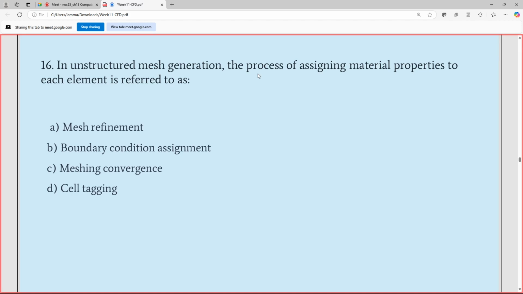In unstructured mesh generation, the process of assigning material properties to each element is referred to as. Options are: option A, mesh refinement. Option B, boundary condition assignment. Option C, meshing convergence. Option D, cell tagging. So in unstructured mesh generation, the process of assigning material properties to each element is defined as which of the following? Try to answer the question. You can inbox your answers.